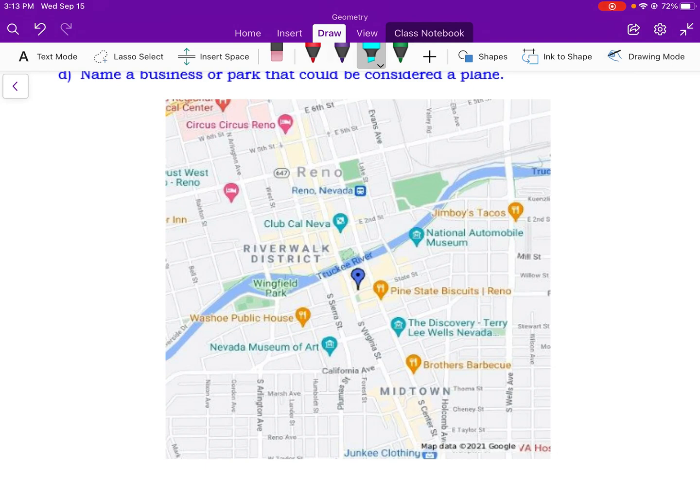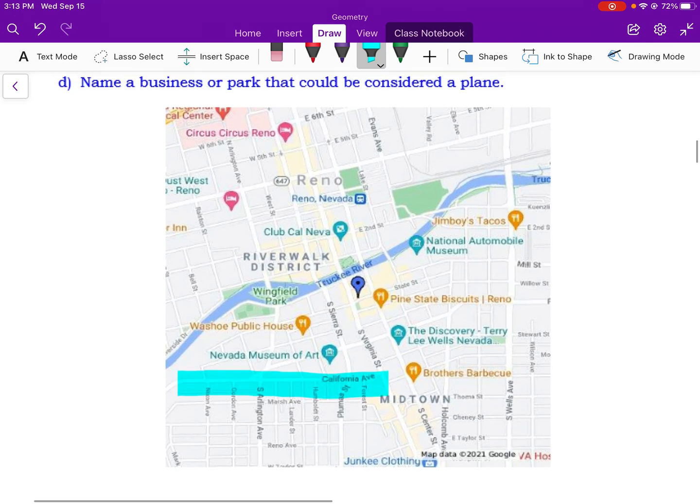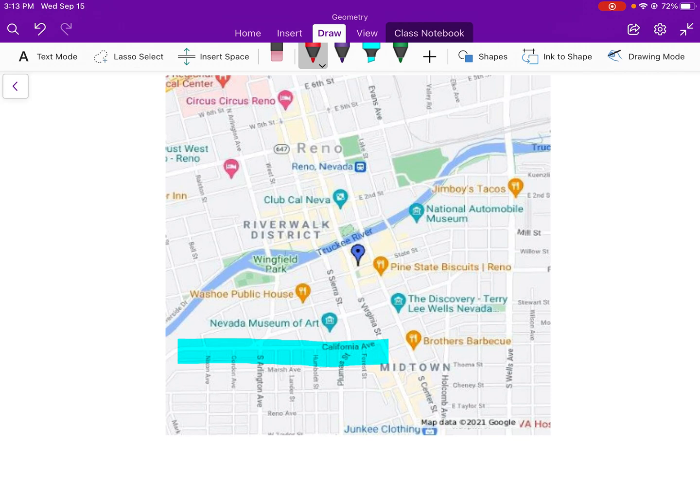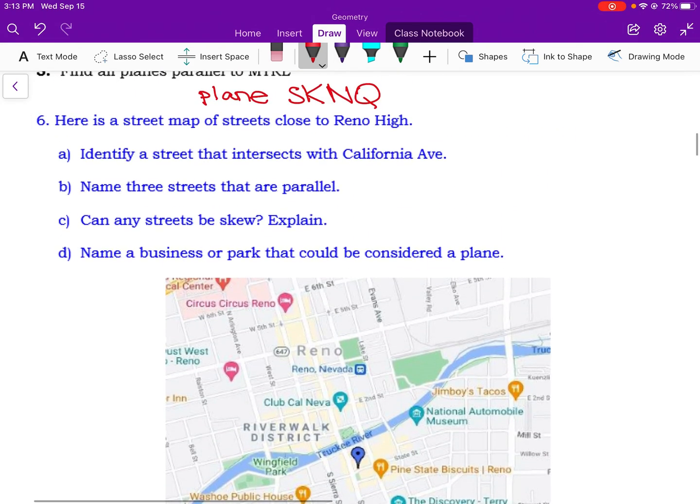So if I were to highlight California Avenue, you have to kind of know your geography to find this, huh? So here's California Avenue here. Okay, so a street that intersects with California Avenue, we could say Forest Street, we could say Plumas Street, Humboldt Street, Lander Street, Arlington, Gordon, Nixon. Any of those would be intersecting with California Avenue.